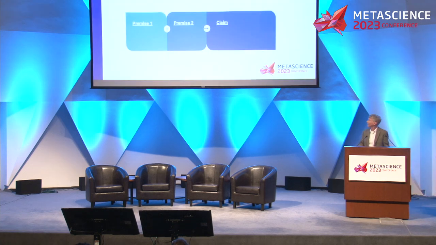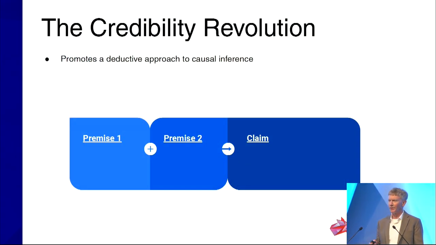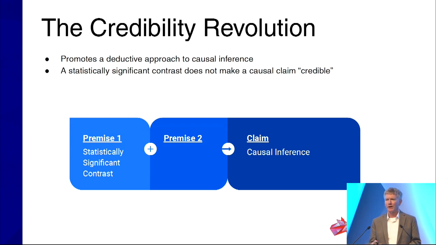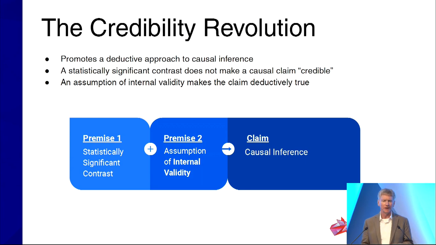Okay, thank you. Over the past few decades, social science has seen the rise of something called the credibility revolution that promotes a deductive approach to quantitative causal inference. And the writers of the credibility revolution helpfully point out that just finding a statistically significant contrast, like between a treatment and a control group, is not enough to make a causal claim credible in this deductive sense, that we also have to make an assumption of internal validity to make the claim deductively true. And while different designs might have different technical or ancillary assumptions that you also have to make, really it's the assumption of internal validity that's the core assumption for the credibility revolution, and it's what drives it.